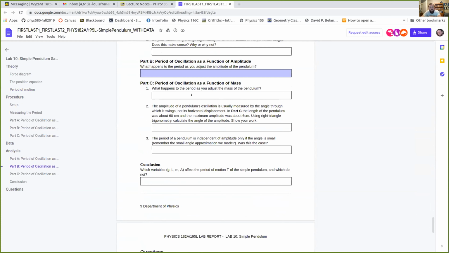Period of oscillation is a function of mass. Should be nothing, right? Shouldn't change at all. Okay, calculate the angle, the amplitude. So this is something I'll do really quick.